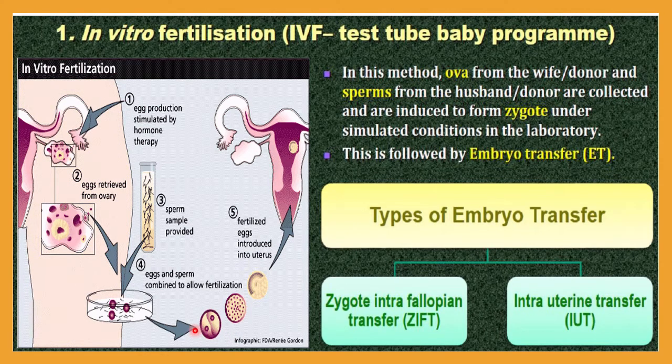And if the zygote undergoes a certain number of stages and reaches a stage like 8 to 16 cells, or the morula stage or blastula stage, it will be allowed to grow inside the laboratory.